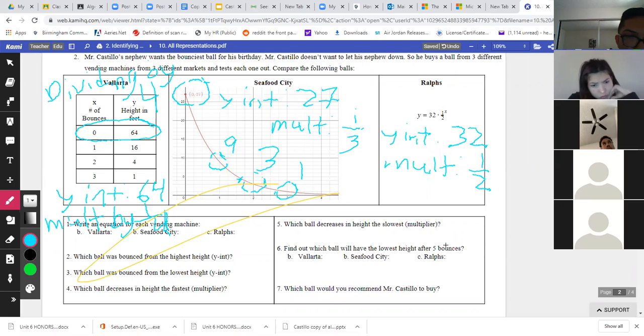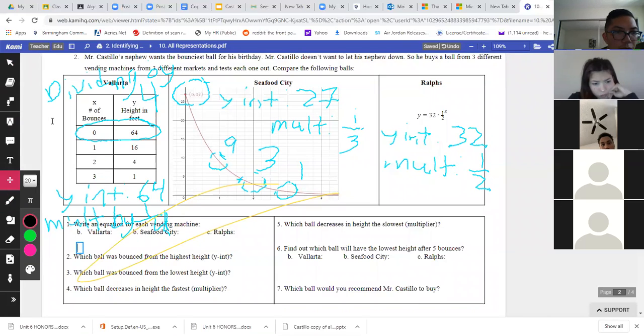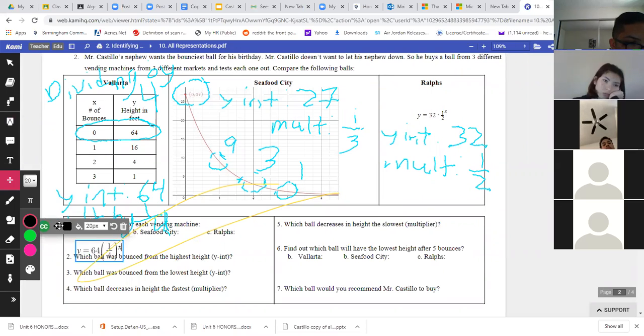So we could take that information and we could write the equations here. So the first one would be y is equal to 64. That's my y-intercept, and then my multiplier is 1/4. And let me move that so you could see it. Okay. So once again, y-intercept goes first, and then the multiplier goes inside.